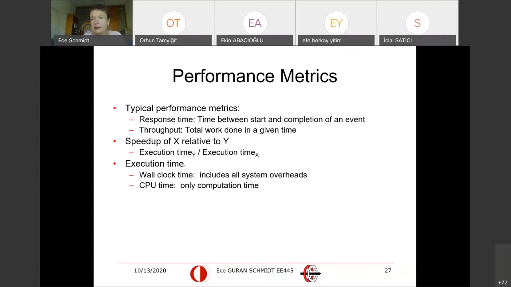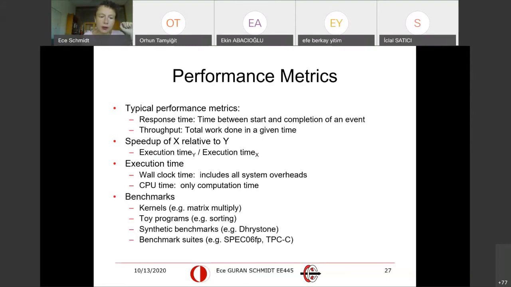Now, regarding the execution time, there are two terms. One is called wall clock time. It includes all the system overheads, like it's really how much time goes by on the wall clock, okay? CPU time is how much time the CPU spent on this, because wall clock time includes all kinds of disk accesses, IOs, and so on, okay? So CPU time is defining the performance of the CPU.